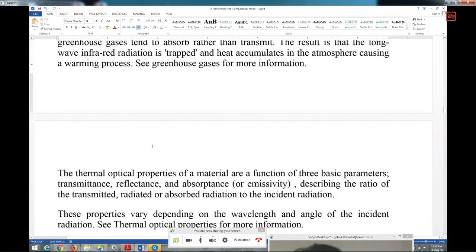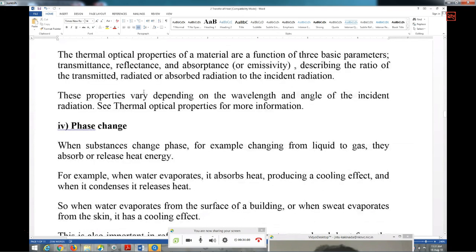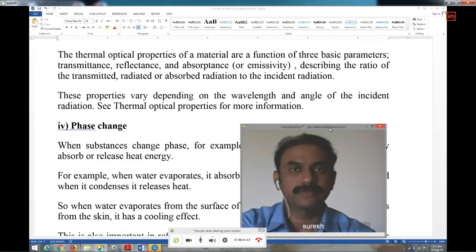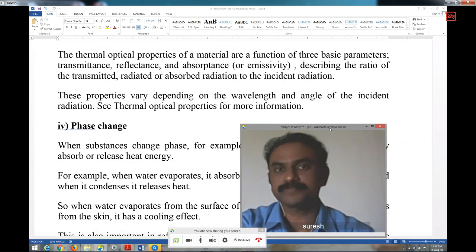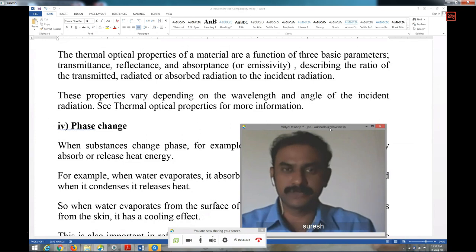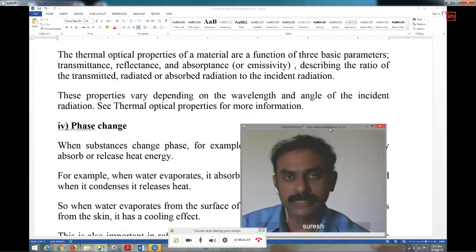Now, the thermal optical properties of materials are a function of three basic parameters: transmittance, reflectance, and absorbance. Whenever a body is considered for transfer, the surface plays a role in transferring the heat energy from one point to another. Suppose the surface of the body is too glistening. Then most of the light rays and most of the heat falling on that surface are going to be reflected to other points.